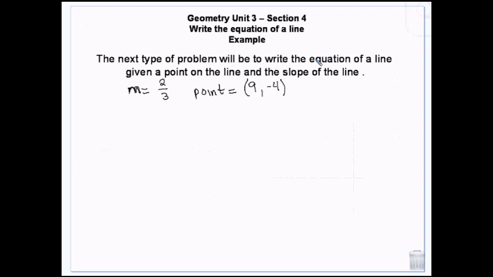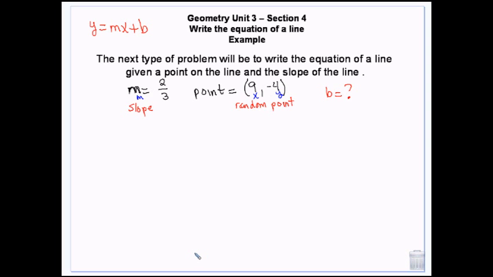Okay, another way is we're given a slope and we're given a point on the line. So here's our slope. This is some random point. And we need to find B in order to give the equation of the line, because again, we're doing y equals mx plus b. Now, what I have is I have m, I have x, and I have a y. I just don't have a b. So I can use m, x, and y, and I can find b.